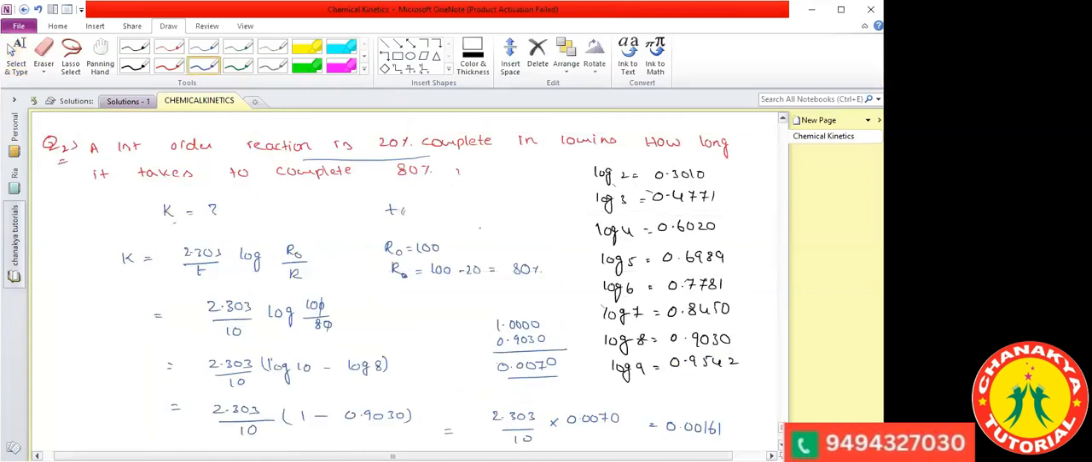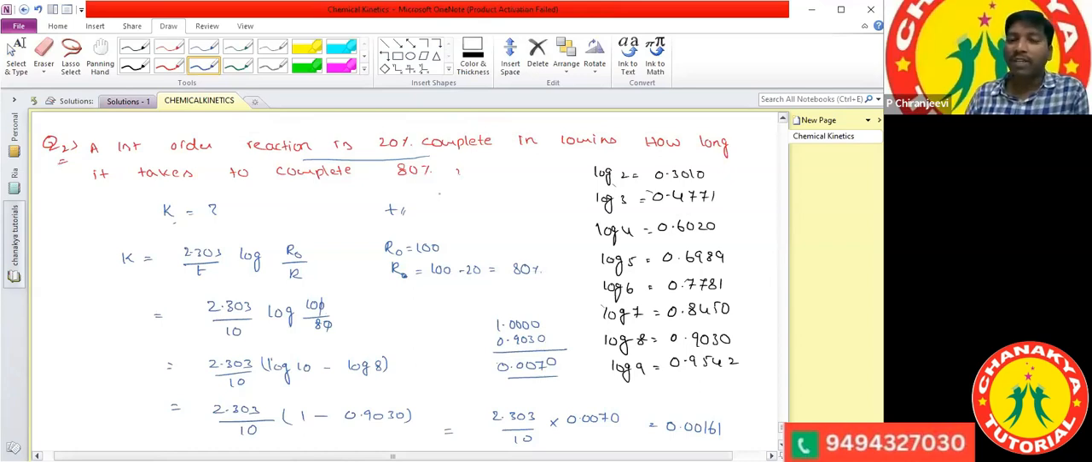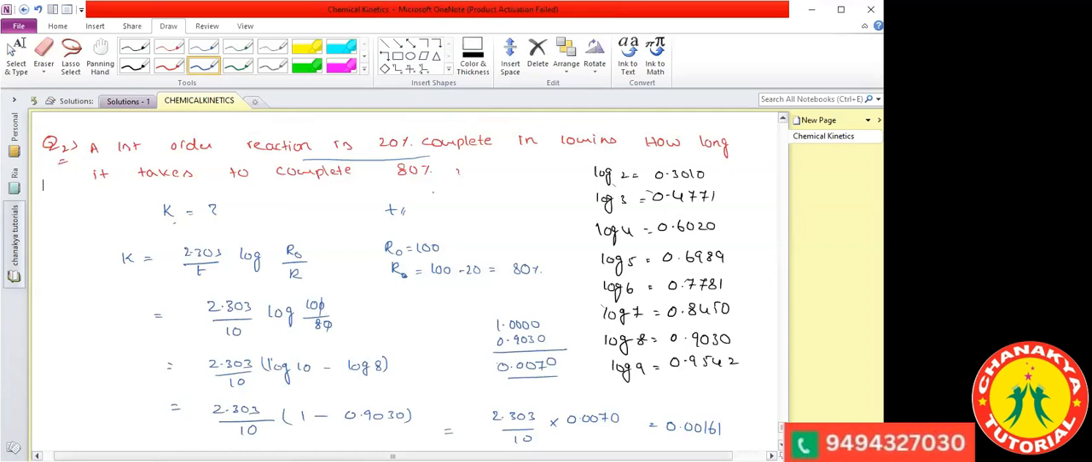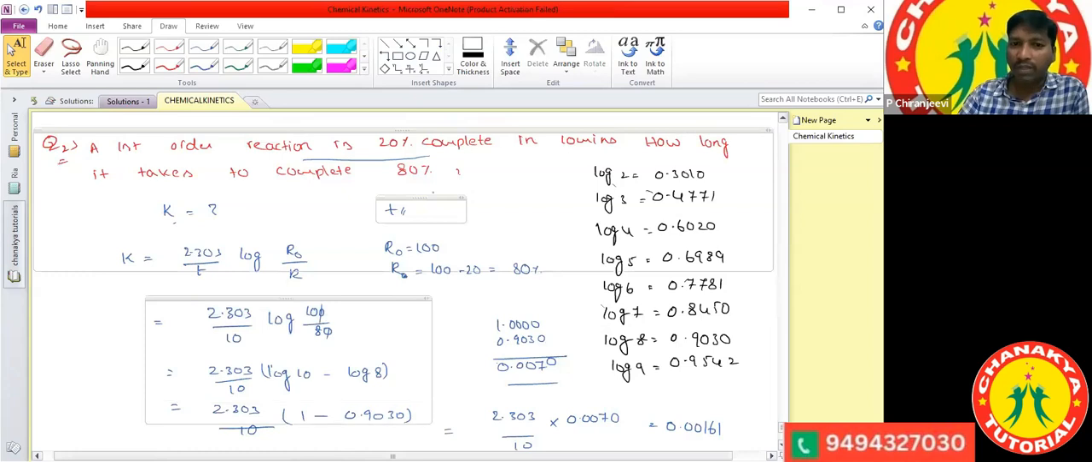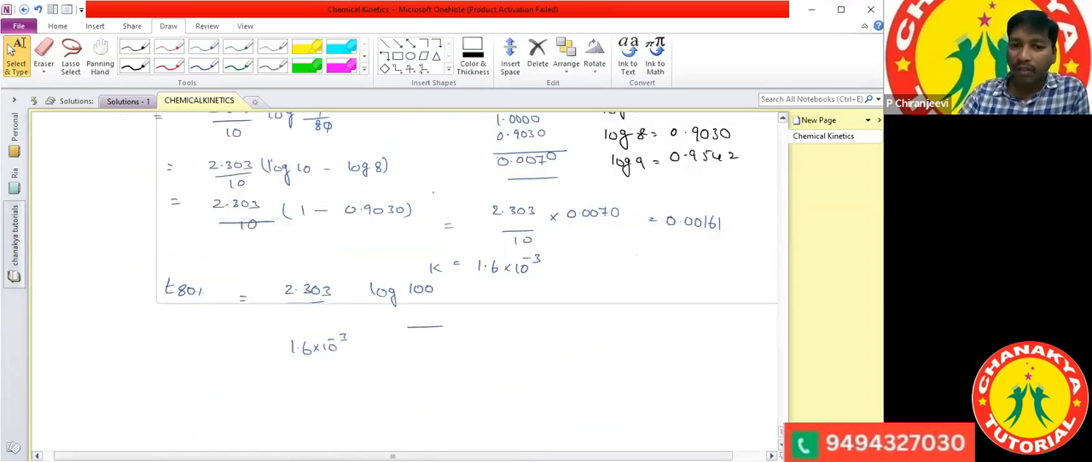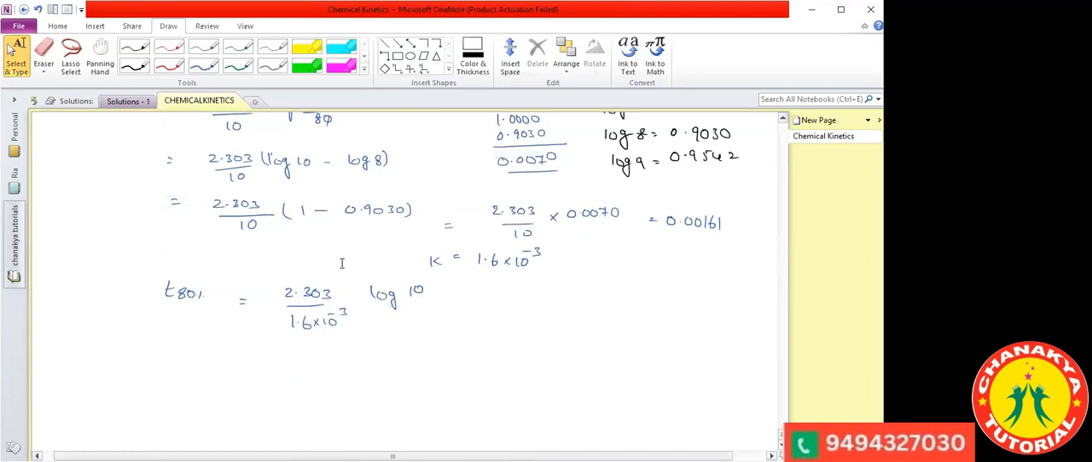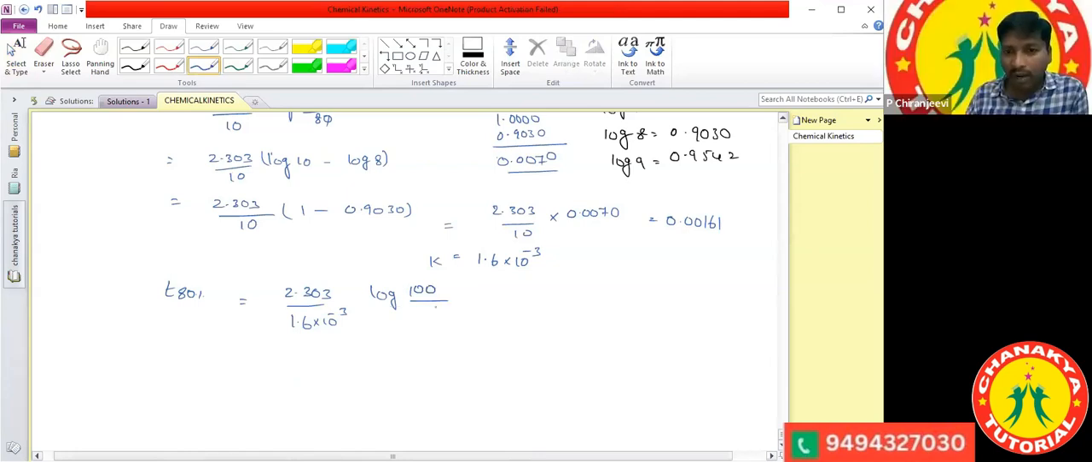The time to complete 80%, sir. 80% of the reaction means left is 20, final 20%, because of initial concentration minus final concentration. So 100 by 20, sorry, 100 by 20 you will get, because 100 minus 80 you will get as 20.